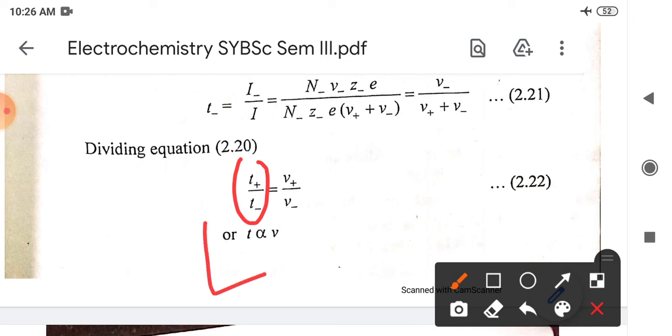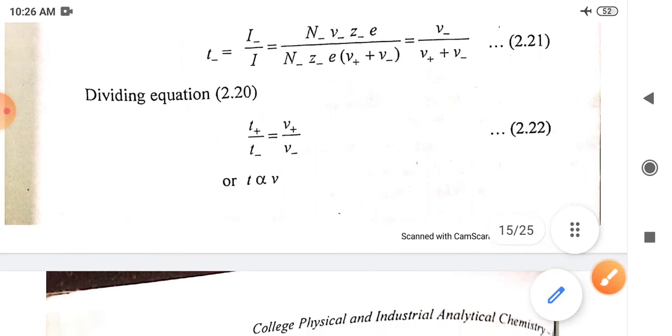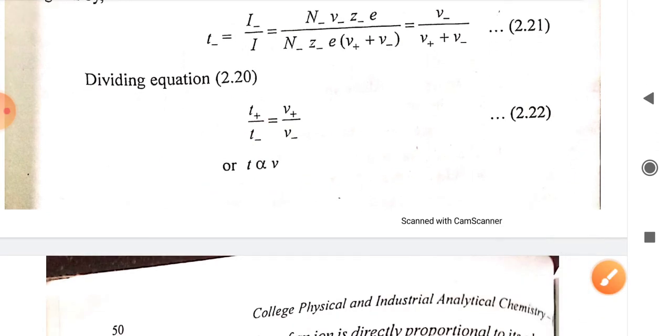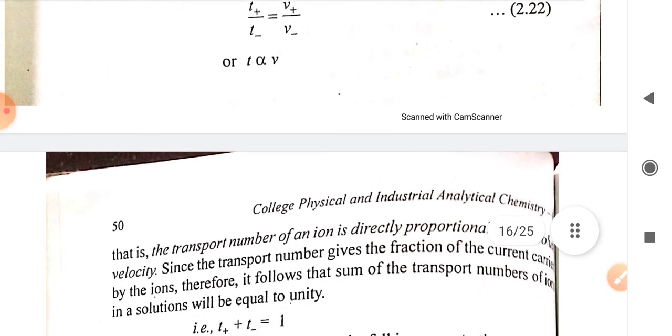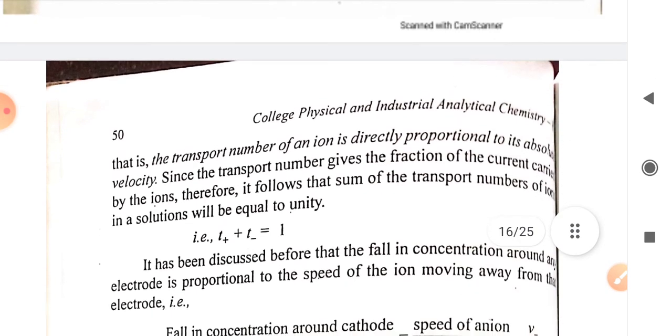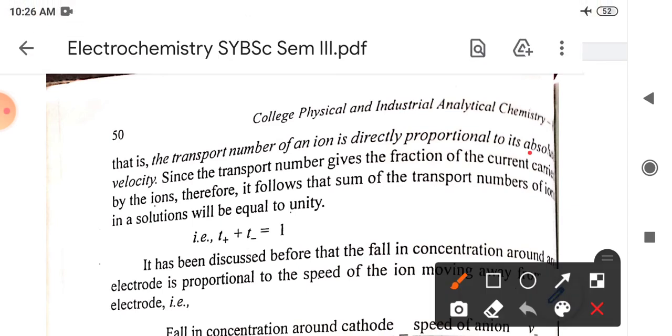So simply we can say that the transport number is directly proportional to what? The velocity of the particular ion. That is, the transport number of an ion is directly proportional to its absolute velocity. Since the transport number gives the fraction of total current carried by the ions, it follows that the sum of the transport numbers of the ions in the solution will be equal to unity. That is, the transport number of cations plus the transport number of anions is always equal to unity.